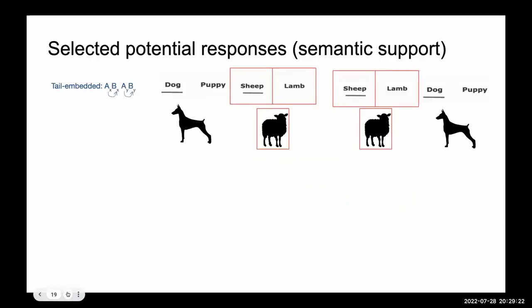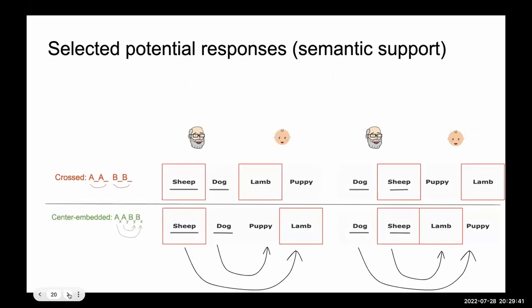Just to give you an idea of how these sequences would play out with the animal stimuli, this is how the tail embedded sequences would look: dog, puppy, sheep, lamb, or sheep, lamb, dog, puppy. That's an example of tail embedded sequences in the semantic support condition. Cross sequences and center embedded sequences also have a very analogous structure to what you saw with the brackets in the perceptual support condition.